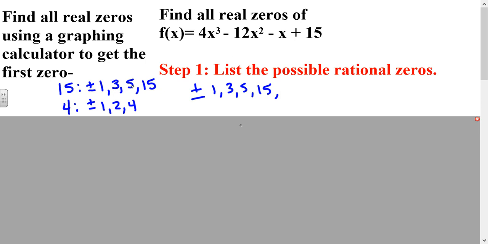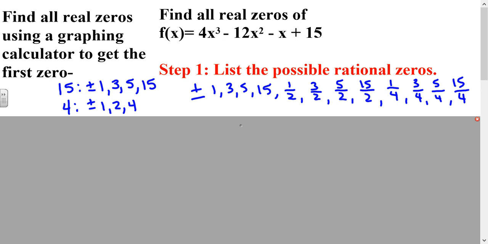Then I have all these numbers over 2, so 1/2, 3/2, 5/2, 15/2. And then all these numbers over 4, so 1/4, 3/4, 5/4, and 15/4. So those are all my possibilities. That's a lot of possibilities. I would not want to have to try to test very many of those.